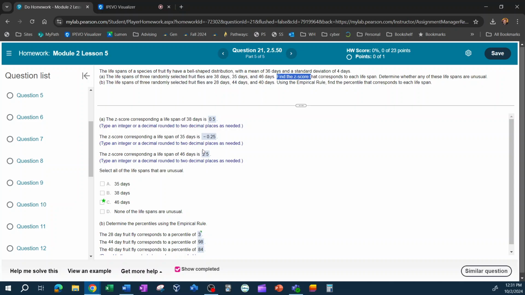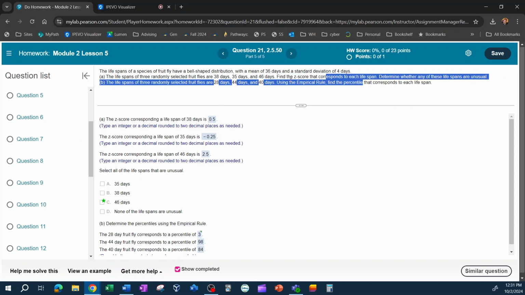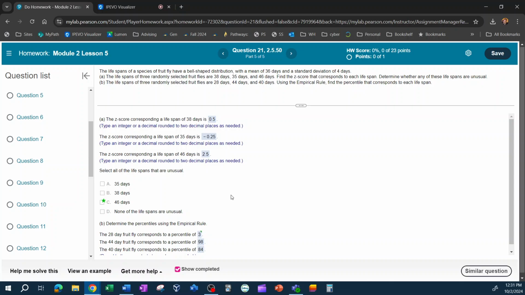So we're going to find one of these z-scores. And then part B says find the percentile. Those are the two tasks we have here. This middle one, 35 days, looks like the most complicated, because negative 0.25 is the answer. So let's do that.